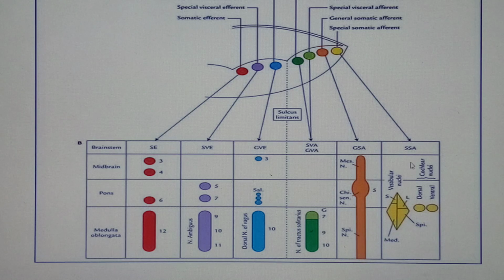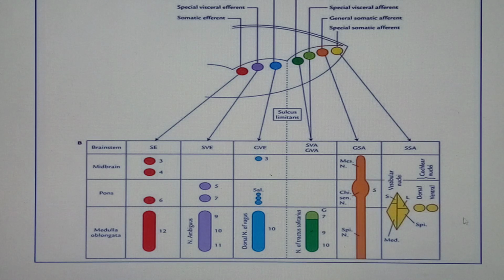Then, of course, I told you that the last column is SSA, special somatic afferent. And my friends, whenever we talk about special somatic afferent, I told you that the nucleus is the 8th nerve nucleus. What are we talking about? We are talking about the vestibular nuclei and the cochlear nuclei. Yes, there are several of them over here. So that is one thing that we find.